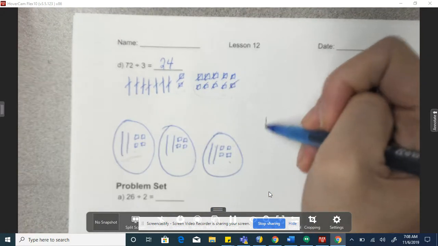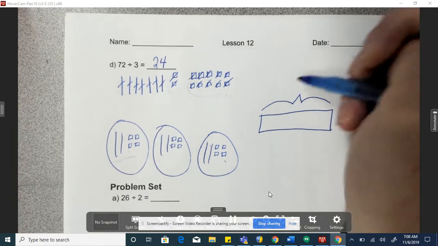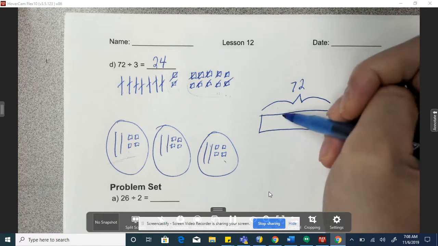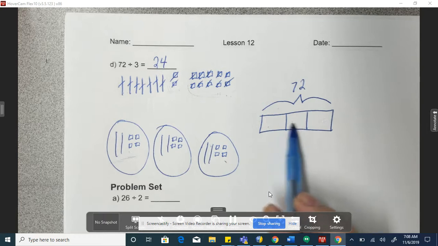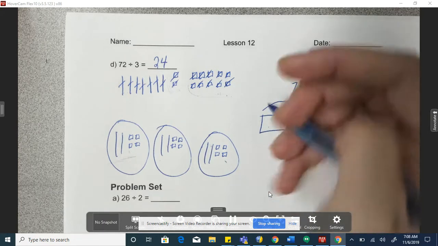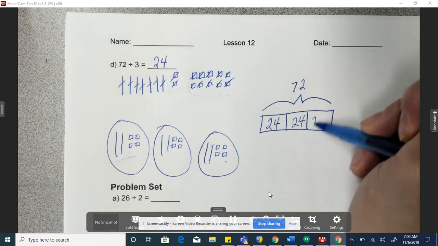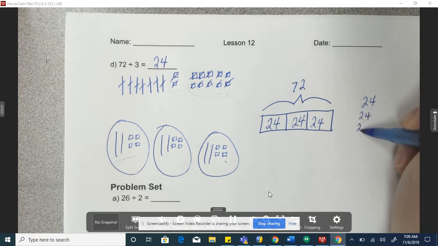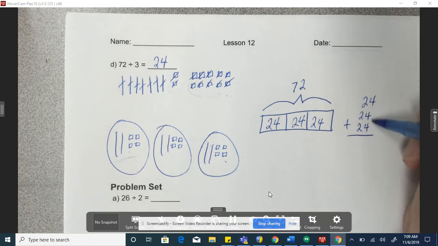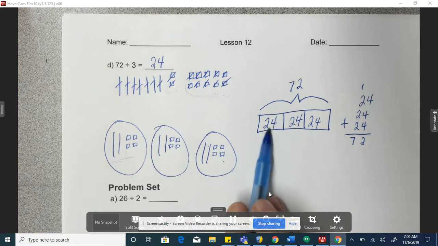I can check with a bar model. My dividend, which is the number I'm starting with, is 72. I'm splitting this into 3 equal groups. I'm thinking, what number can I add 3 times to get to 72? Let's try 24 since that's the answer that we got over here. I wanted to add this up or just multiply by 3. Either one is fine. 4 plus 4 plus 4 is 12. Carry the 1. 2 plus 2 plus 2 is 6, plus 1 is 7. Look, that's the number that we started with. We know 24 is correct.